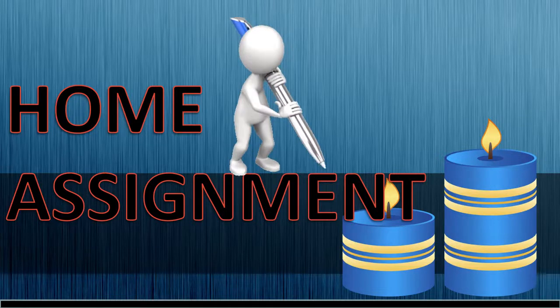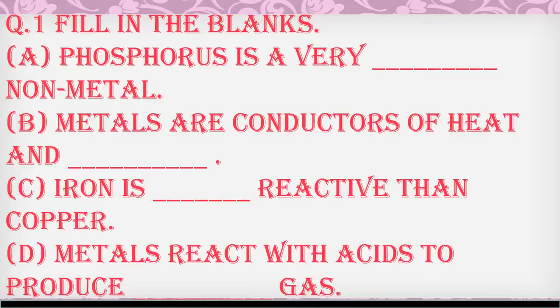It's time to note down your home assignment. Question number 1. Fill in the blanks. A. Phosphorus is a very dash non-metal. B. Metals are conductors of heat and dash. C. Iron is dash reactive than copper. D. Metals react with acids to produce dash gas.